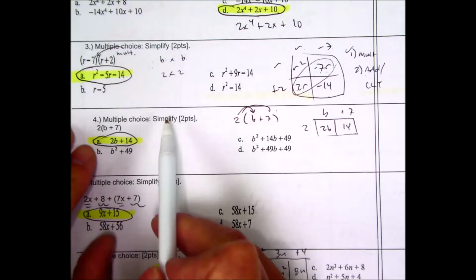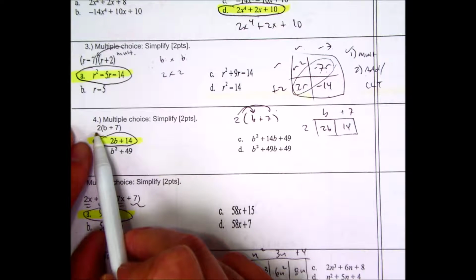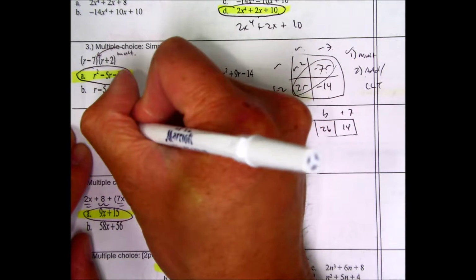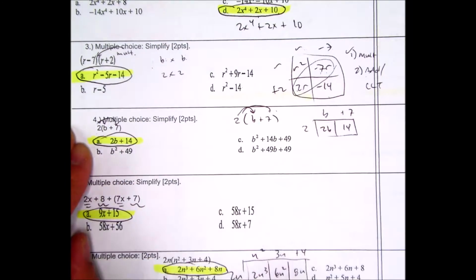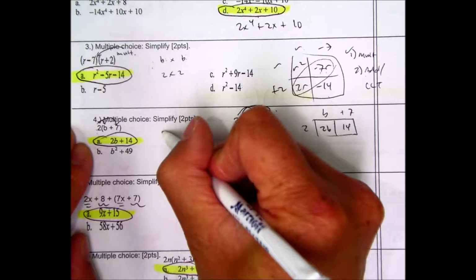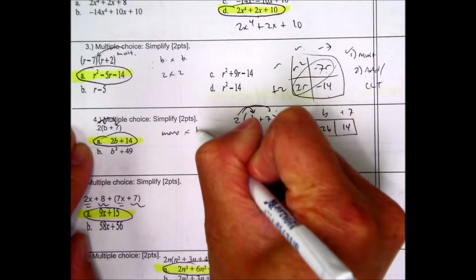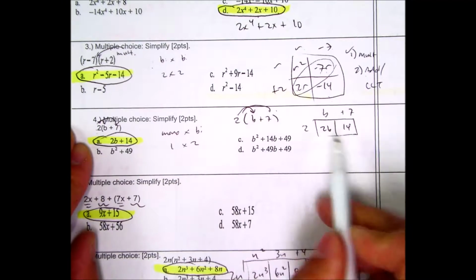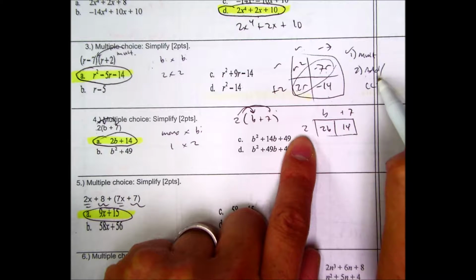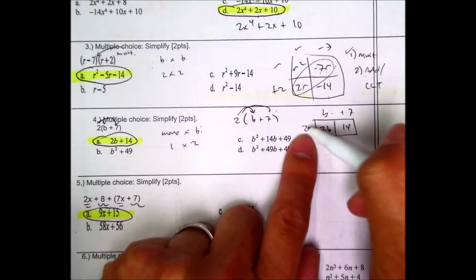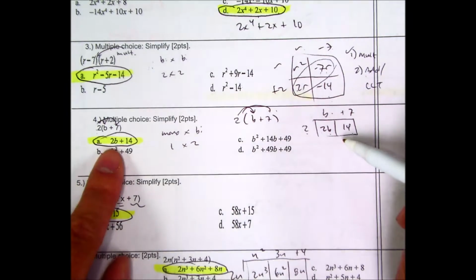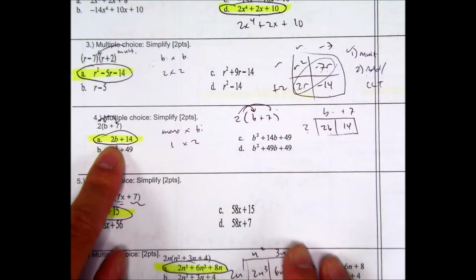Question number 4 says simplify. You have the 2 in front as a coefficient there. That math operation right here is multiplication, so essentially all you're doing is distributing, or if you use the box method, this is a monomial times a binomial, so mono times a bi, so that's 1 times 2. That's what I have here. Same thing as above, you're going to multiply and then add. 2 times b is 2b, 2 times 7 is 14, 2b plus 14, and there are no like terms, so your choice is A.